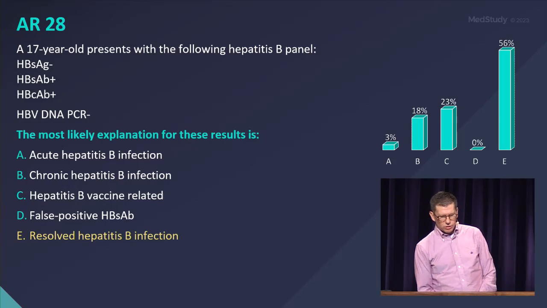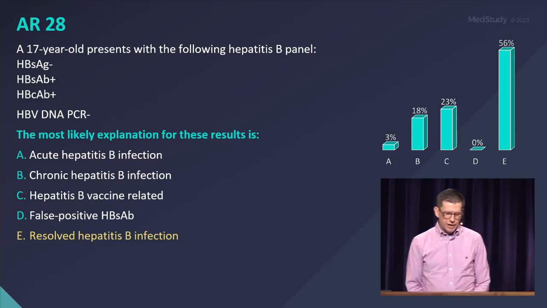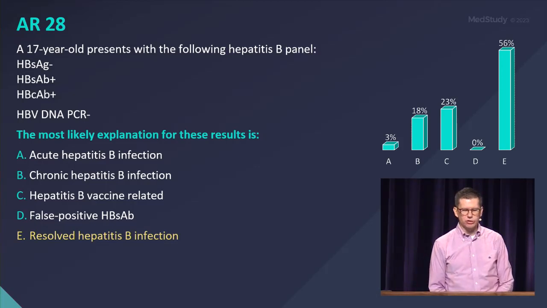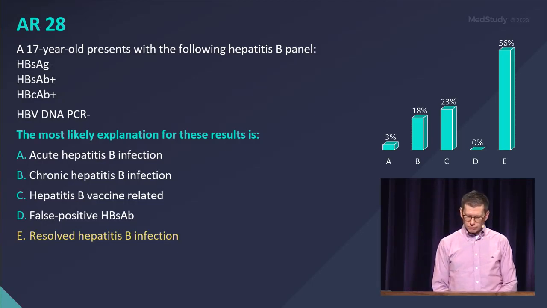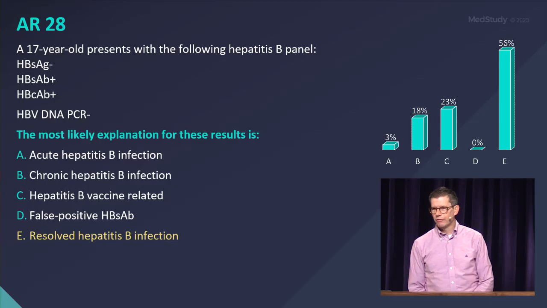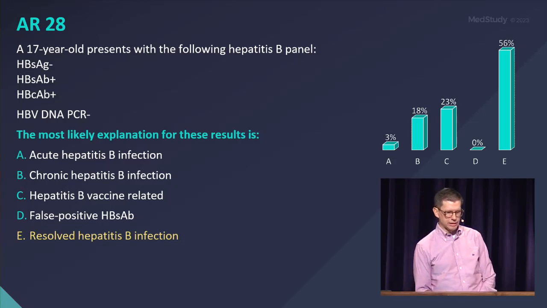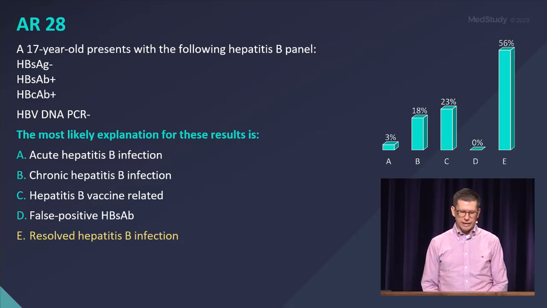All right, so this is a resolved hepatitis B infection, which most of you got, right? In order for it to be an active or acute infection, you need to have the surface antigen be positive. With that being negative, in this case, you know it's not an active or chronic infection. If it's hepatitis B vaccine related, you're not going to have your core antibody be positive. So the fact that your surface antibody is positive, and your core antibody is positive with a negative antigen and a negative PCR means it's a resolved hepatitis B infection.